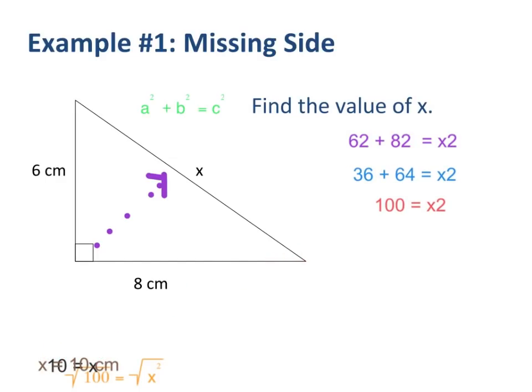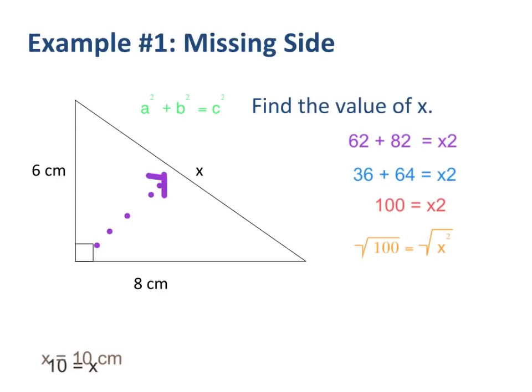But I'm not looking for x squared, I'm looking for x. So I have to figure out what I'm going to do in order to get from x squared to regular x. It's an equation, so I can do something to one side of the equation as long as I do it to the other. The opposite of squaring is square root. So I'm going to square root both sides of my equation. I'm going to square root the x squared side, and I'm going to square root the 100 side.